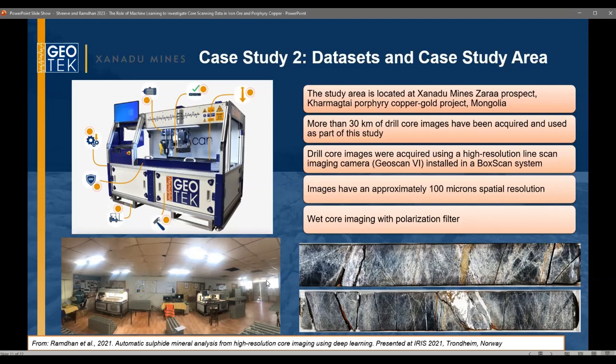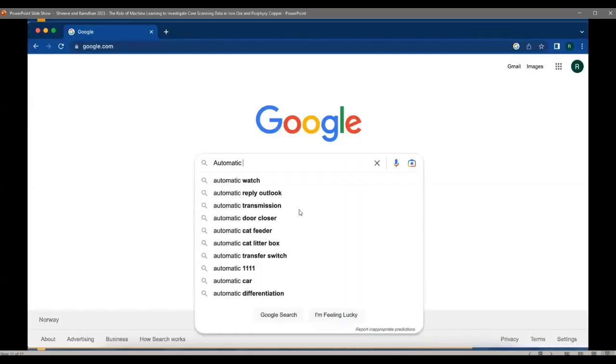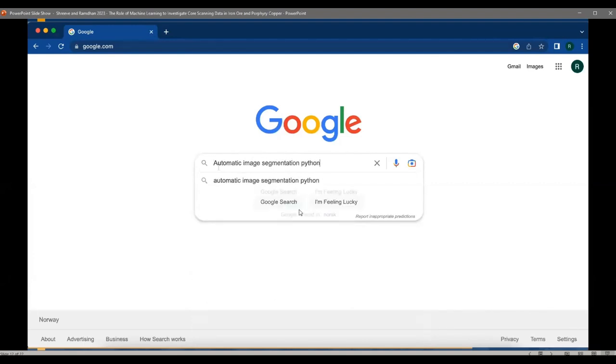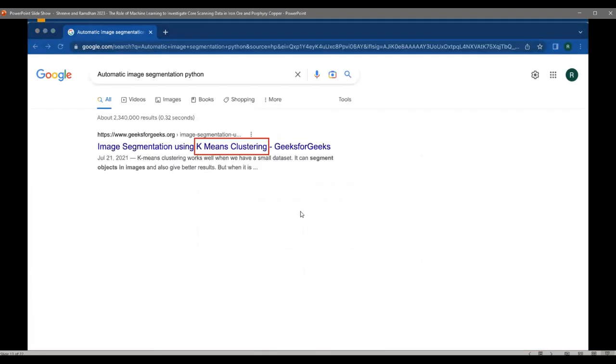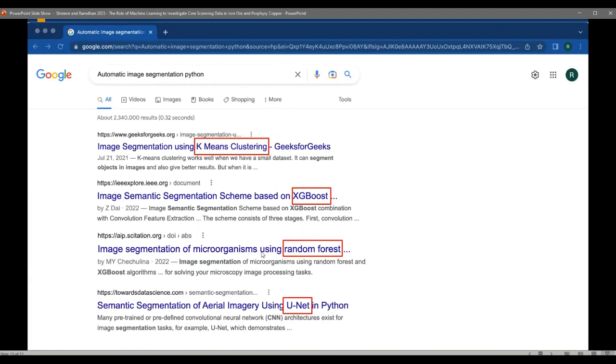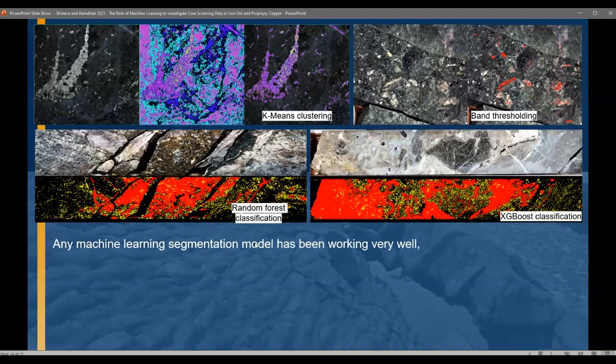Now, this is a much more complex problem, and we need to use a more supervised approach to doing it. So the first thing we do is have a think, how can we do this? We turn to our trusty, faithful Google, and we can type in automated image segmentation Python, and we get a series of responses. We can do it by K-means clustering, XGBoost, random forest, UNet. There's a whole range of different things that we can achieve here. Now, all of them work reasonably well.